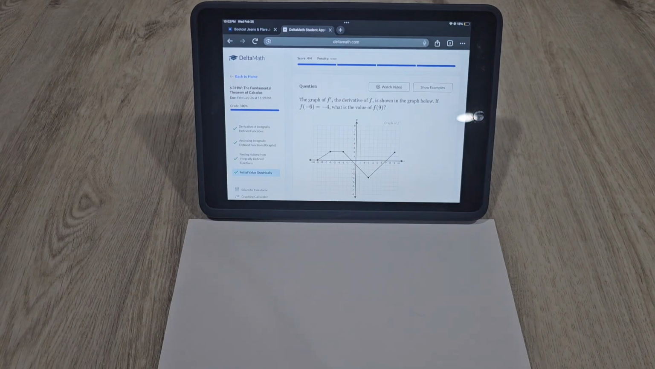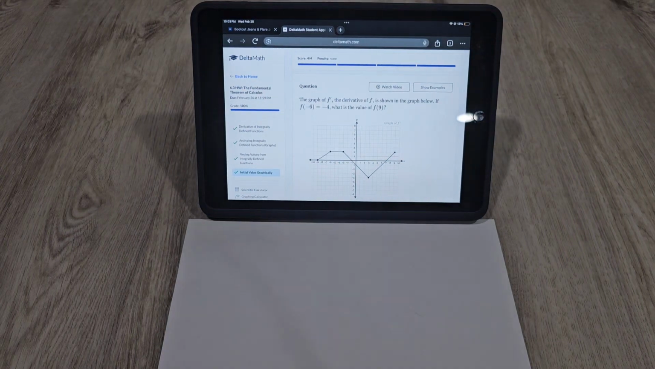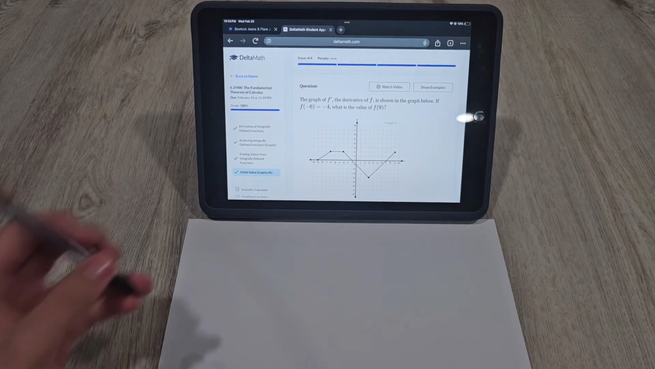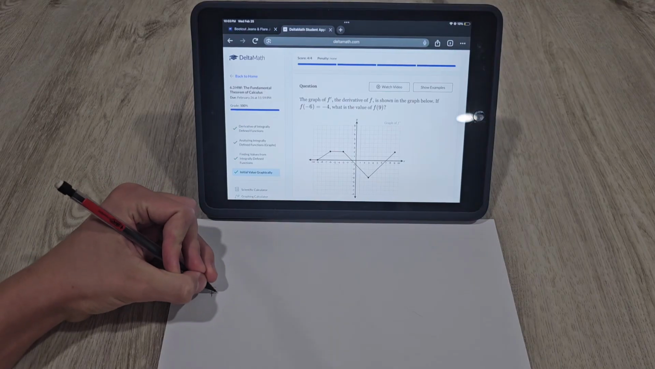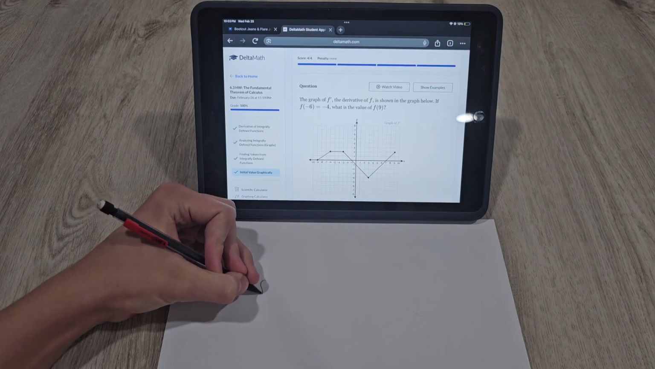Okay, so this part is a bit difficult, so I'm going to work through it by showing how it's done, together almost. The graph f prime, the derivative of f, is shown on the graph below. If f of negative 6 is equal to negative 4, what is the value of f of 9? So if you're looking for the value of f of 9, you're going to have to use this equation right here.